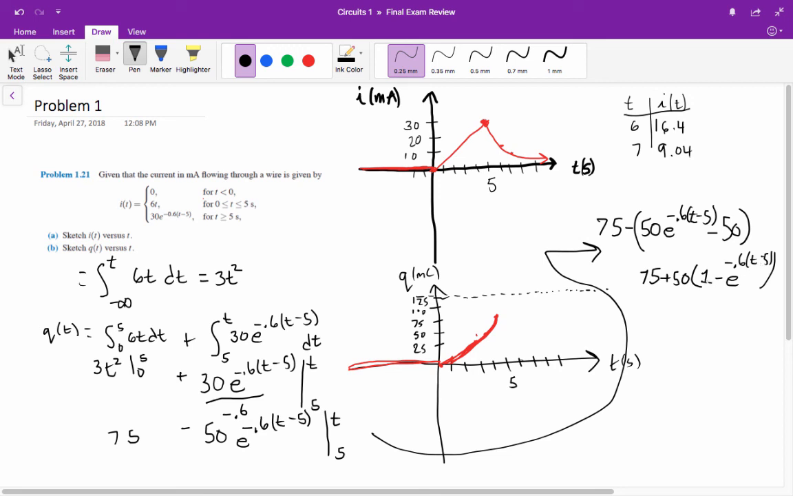And at t equals 5, if we plug in 5 here, this is e to the 0, which is 1. 1 minus 1 is 0. 50 times 0 is 0, so it's 75. So it is continuous, so that's nice. And we know that it's going to be approaching this asymptote here.